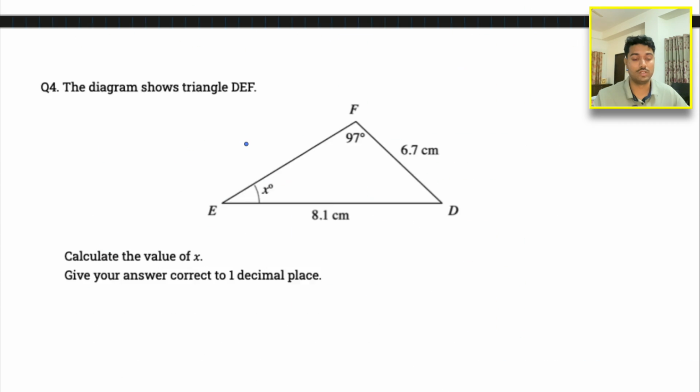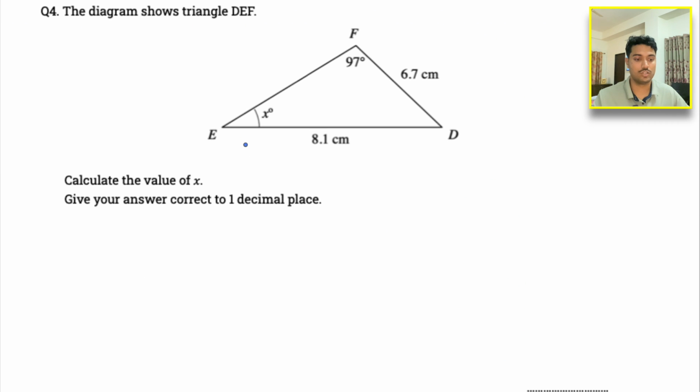Let's move on to the next question now. Question number 4, it says the diagram shows the triangle DEF. Calculate the value of X. Now the X is angle X marked in the triangle. So can we use sine rule here, because we have the 97 degree angle and the opposite side, and this angle X and the opposite side is known, so we can use the sine rule again here.